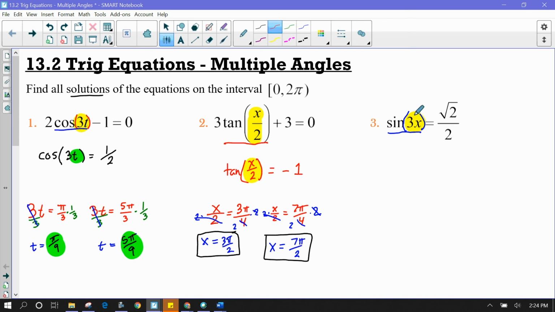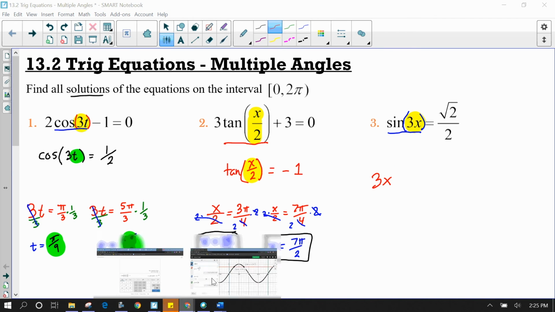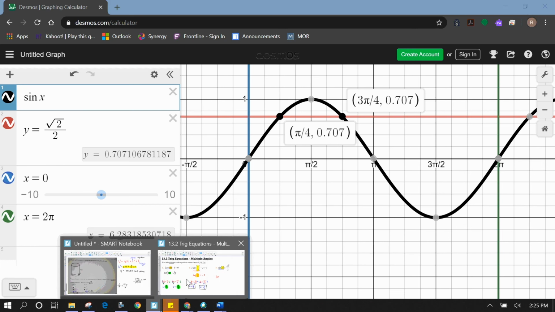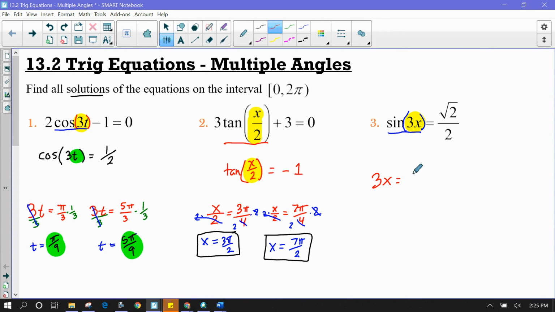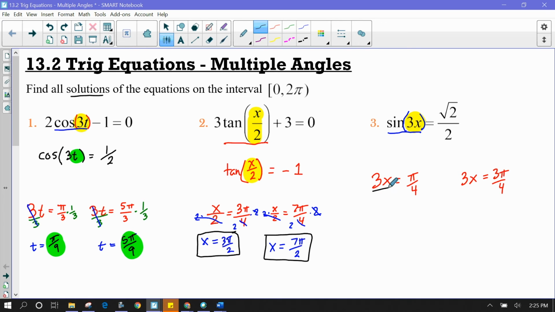I'll take, again, whatever's in parentheses, whatever I'm inputting into the trig function, and that's what I'm setting equal to those solutions. So I'm going to set that equal to pi over 4 in one equation, and make another equation for the other solution and set that equal. Alright, and then now I'm solving for x, so divide by 3, or in other words multiply by 1/3, and I get pi over 12.